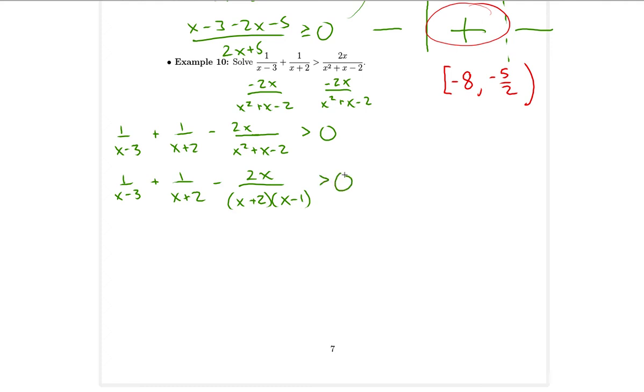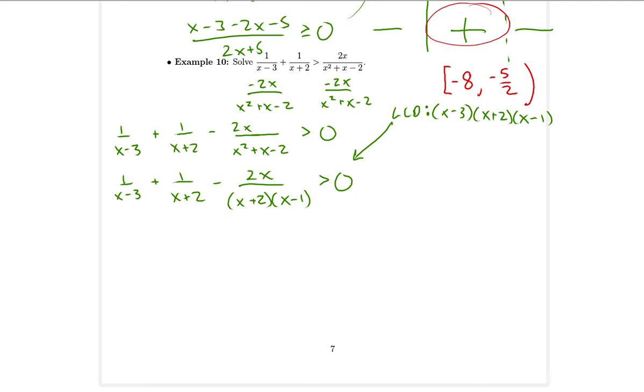So there's some good news and bad news here. I mean, x plus 2 is a factor here, but x minus 1 isn't. So it looks like our LCD is x minus 3 times x plus 2 times x minus 1. So this thing is going to get a little ugly before it gets nice, all right? But I think we can handle it.